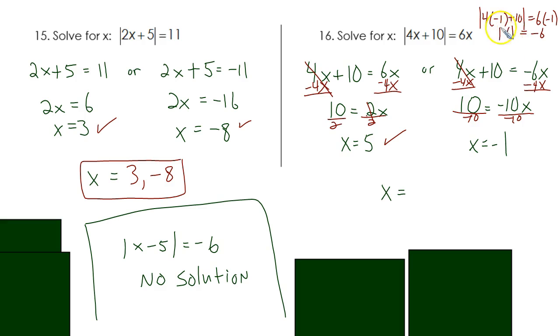And I can't take an absolute value of a positive number to get a negative number. So it doesn't work. They're not equal to each other. It is what we call an extraneous solution. So this equation has only one solution, and that one solution is 5.